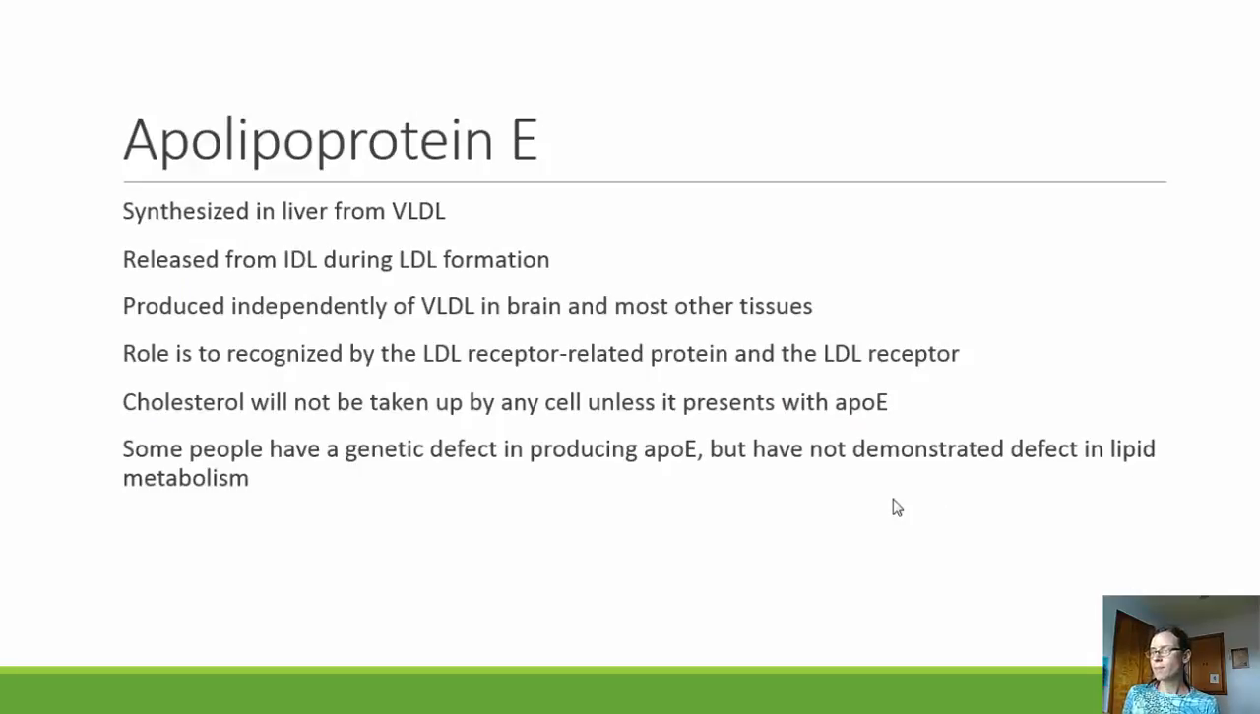And then we have ApoE, which is synthesized in the liver from VLDL, and its role is recognized by the LDL receptor in the liver. Cholesterol will not be taken up into any cell unless it's present with ApoE. So this cholesterol must have this ApoE on it in order to be taken up into any cell.